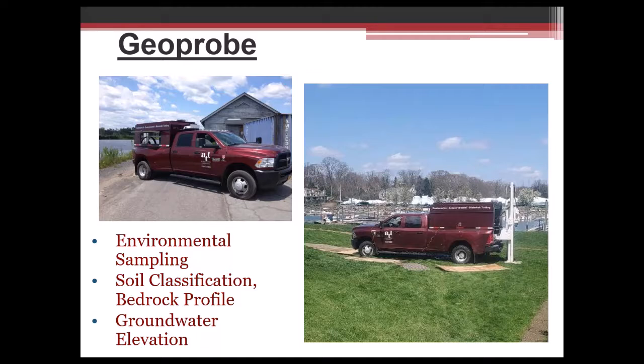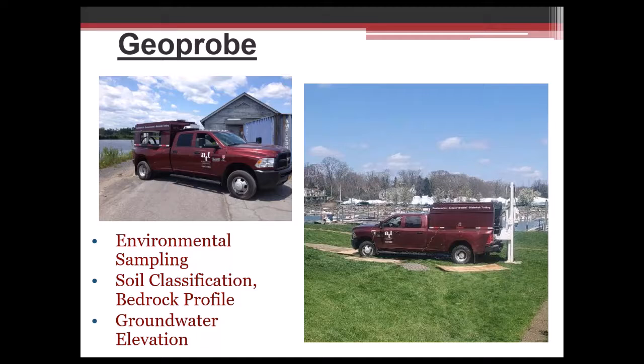Because it's so fast to advance a boring, we use it a lot on water line projects and those sewer line type linear projects where we want to give the contractor an idea of what the soils are going to be that they're going to encounter, and or determining the bedrock profile. The other thing that we can use it for is determining groundwater elevation. If all we're looking for is water, we can go around relatively quickly and set a bunch of temporary wells with this rig that allow us to get that good groundwater data.